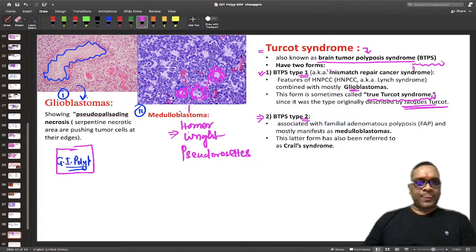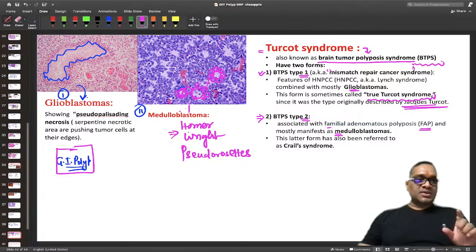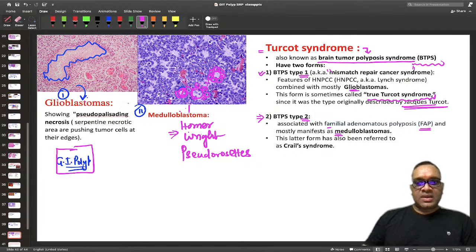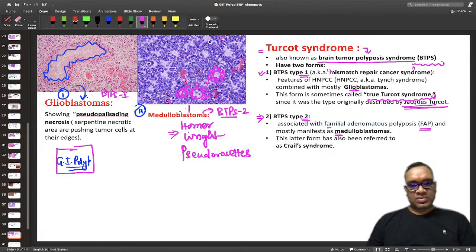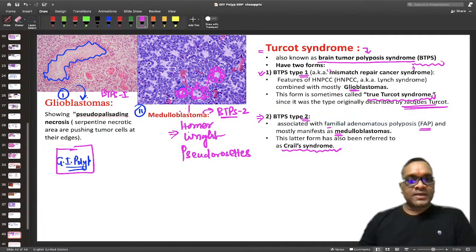BTPS type 2, brain tumor polyposis syndrome, Turcot syndrome type 2 will have familial adenomatous polyposis and medulloblastoma. So now you understand. That is also one question you can expect. If you see glioblastoma, it is BTPS type 1. If you see medulloblastoma, it is BTPS type 2, brain tumor polyposis syndrome, right? This brain tumor polyposis syndrome with medulloblastoma is also called Crail's syndrome. So please remember these names which the examiner can ask you in the exam, right?